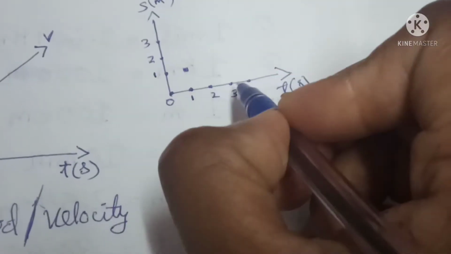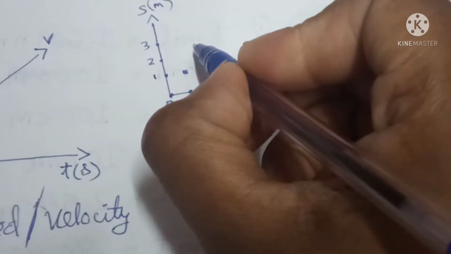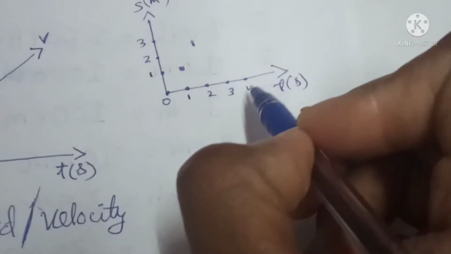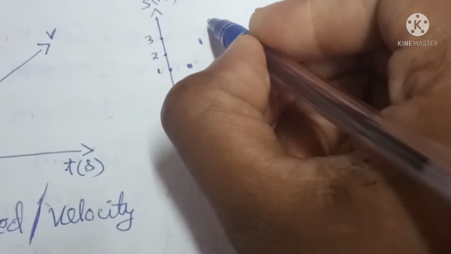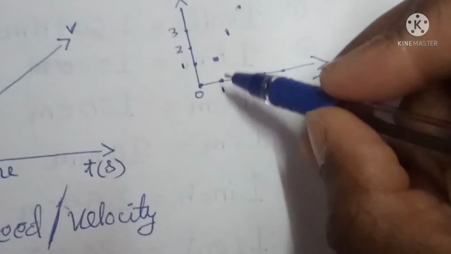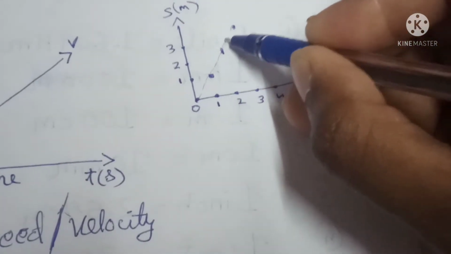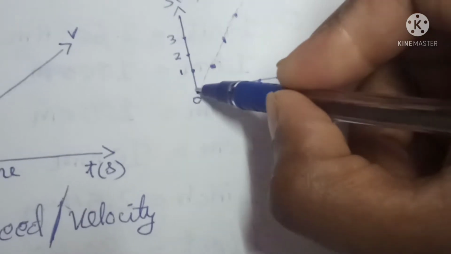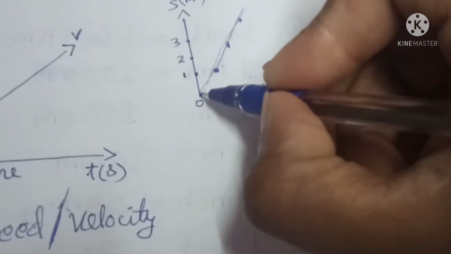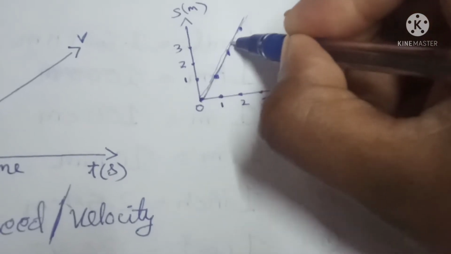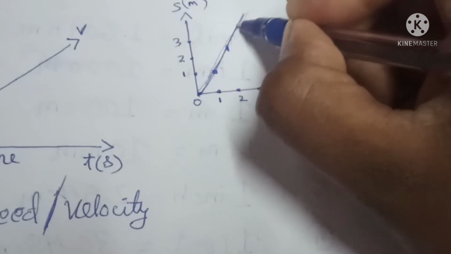Again, that particular body travels 2 kilometer in 2 seconds. Again, that particular body travels 3 kilometer in 3 seconds. That means covering equal distance in equal interval of times. So here we can see our graph is in the form of a straight line. These straight lines indicate uniform speed or uniform velocity. That means we can clearly say that when a body covers equal distance in equal interval of times, then it gives a uniform graph.